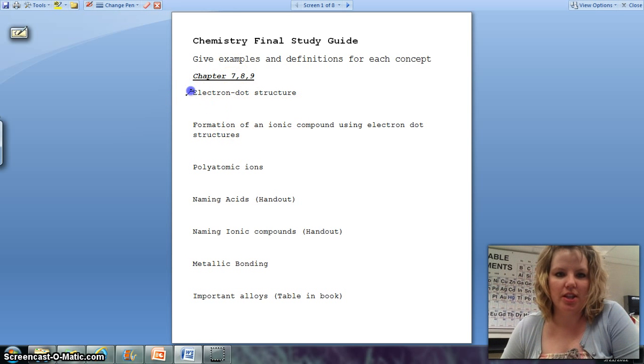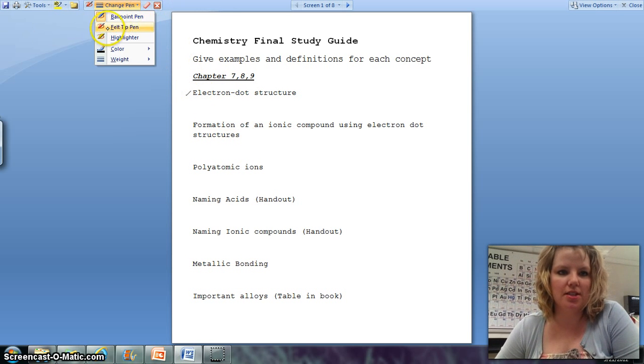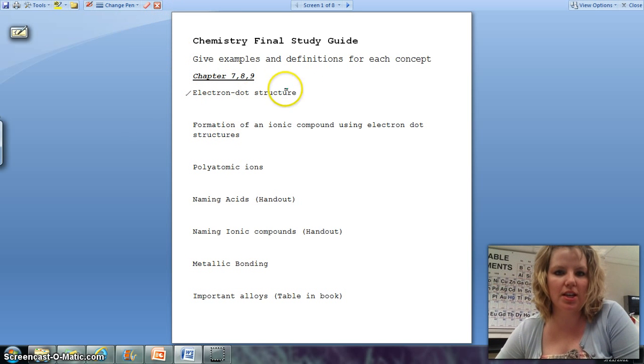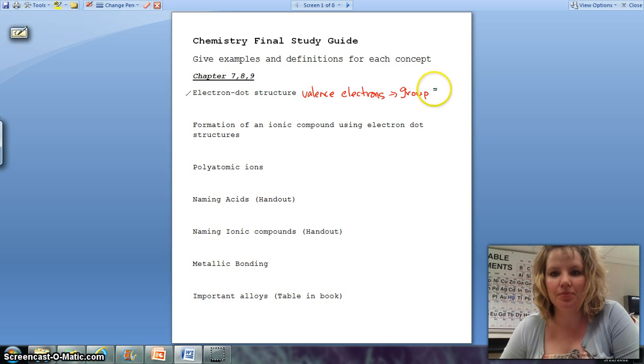Electron dot structure is our first thing that we want to talk about. And remember, this is just using your valence electrons from the periodic table. That's about all you need to know. We find valence electrons from the group number on the top of the periodic table. So I'll do an example here, like chlorine is in group 7A on your periodic table, therefore it would get 7 dots. Where something like sodium would be in group 1A, and so it would have 1 dot.